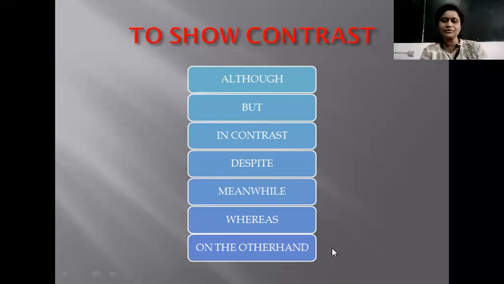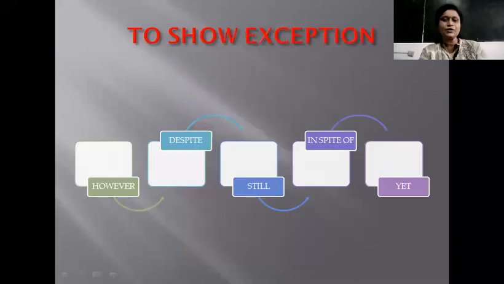Now let us come to the next, to show exception, words like however, despite, still, in spite of. This is something similar to the contrasting words, the contrasting linkers there. In spite of, or we have one called at. So these are all different kinds of linkers to show exception.